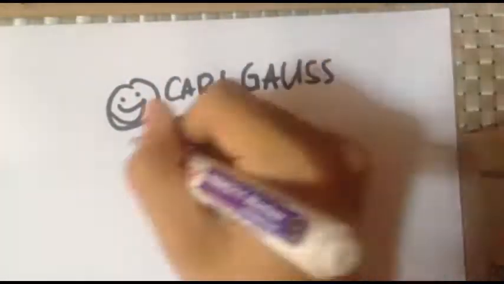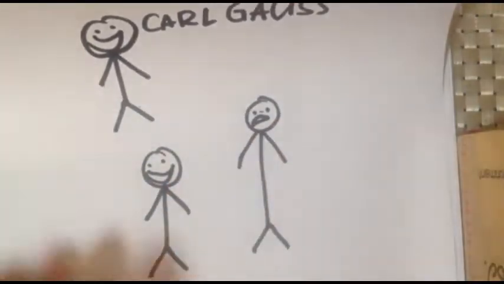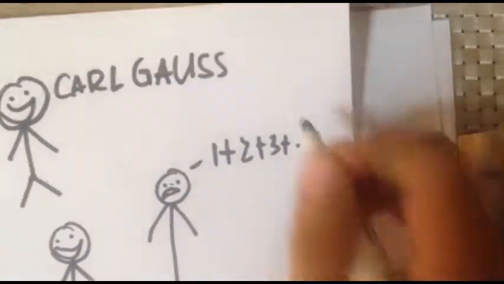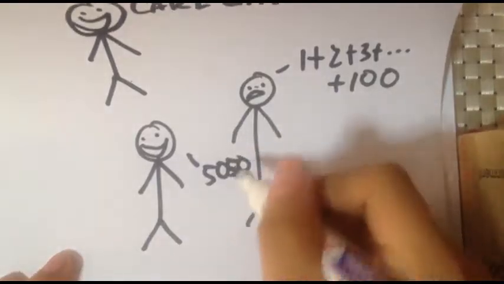There was a kid named Carl Gauss, and once he was in school when the teacher gave him the task to add all the numbers from 1 to 100, thinking it would take Gauss a long time. In a few seconds, Gauss gave the correct answer, 5,050.